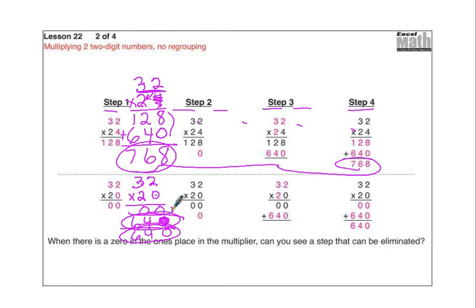Add them together and get 640, but you can see 640 is the same number. So there's no reason to do this step of 32 times 0. I can just go straight to that and get the answer right away. So let me show you how that would be done.